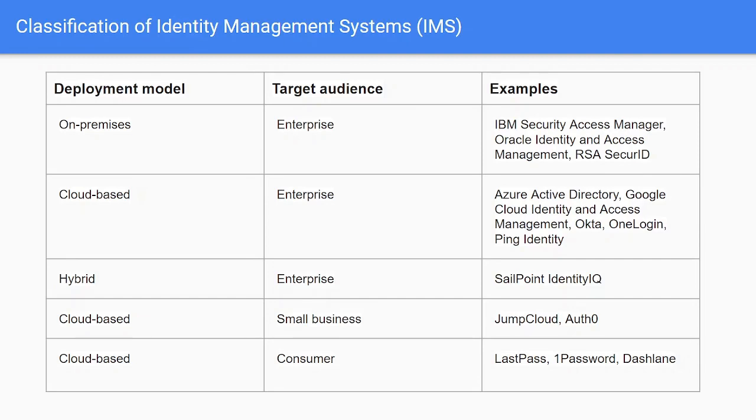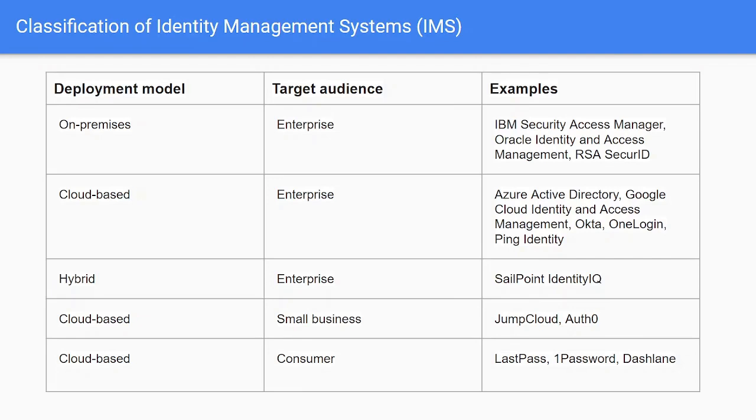We have IBM Security Access Management, Oracle Identity and Access Management, and RSA SecurID. You can just Google these solutions, they are online, and you can see a bit of them. Since they are enterprise, they require some sort of payment, and because they're enterprise, the payment will be a lot more.